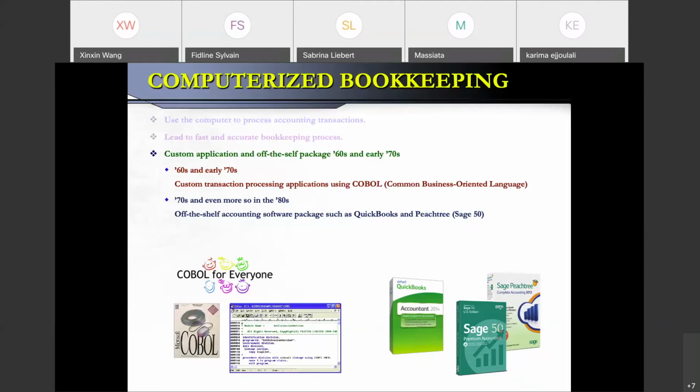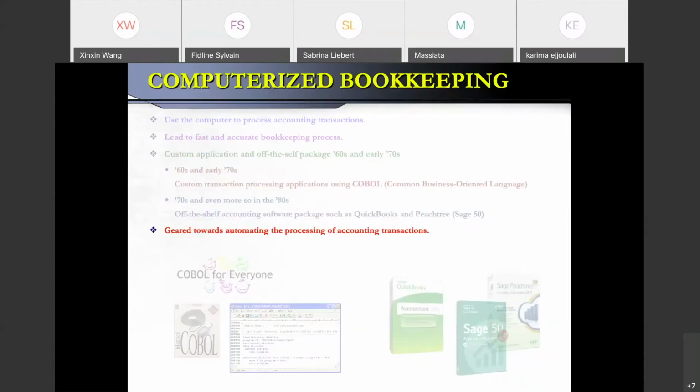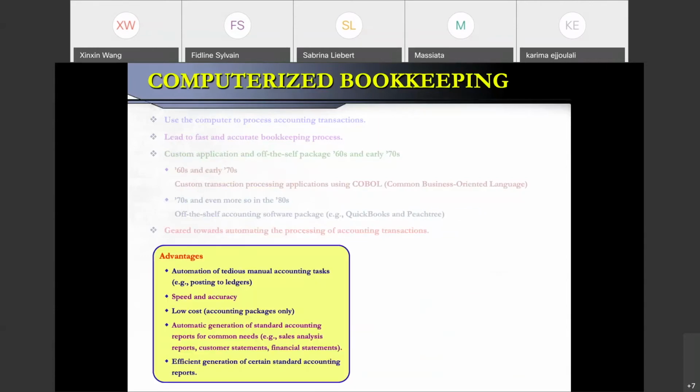Some government entities are not required to follow the GASB's payment standards. So this variance created a lot of new computerized bookkeeping systems. This automation process is geared towards automating the process of accounting transactions. So let's do a recap about what the advantages of computerized bookkeeping are.